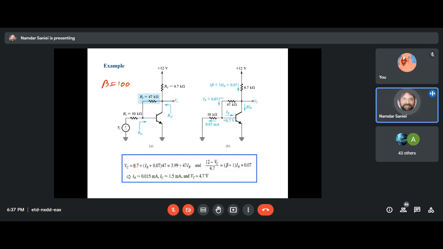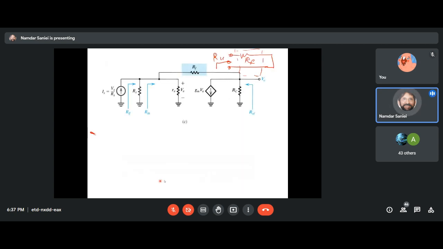So we write these two equations in which we have VC and IB as unknowns, and we can solve that. It gives us IB, it gives us VC as well as IC. So we have all the DC tools for starting our AC analysis. For the AC analysis, this is actually the amplifier. This is as is.